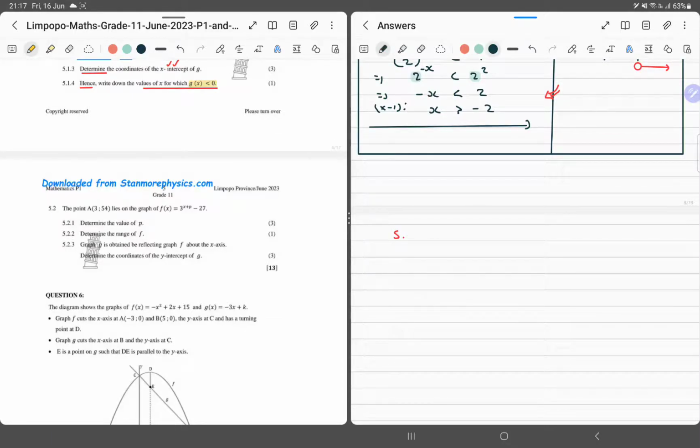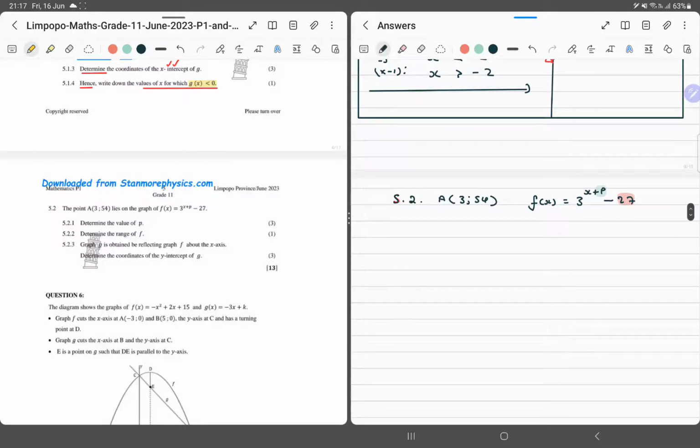5.2. Oh, no. 5.2 says point A, which is (3, 54), lies on the graph of f of x equals 3^(x+p) - 27. Okay, so basically this is a horizontal shift, while this one becomes a vertical shift, or a horizontal asymptote of our function. Okay, not a problem.